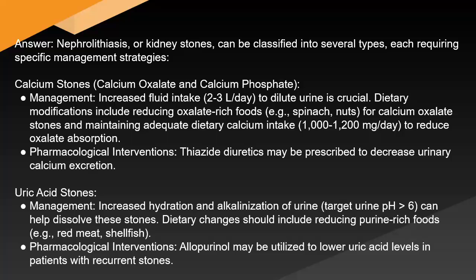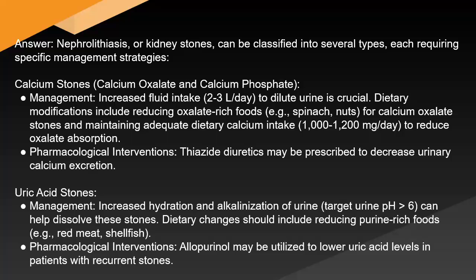Dietary modifications include reducing oxalate-rich foods, e.g. spinach, nuts for calcium oxalate stones, and maintaining adequate dietary calcium intake, 1000-1200 mg a day, to reduce oxalate absorption. Pharmacological interventions. Thiazide diuretics may be prescribed to decrease urinary calcium excretion.